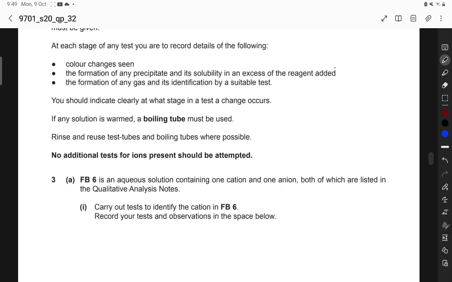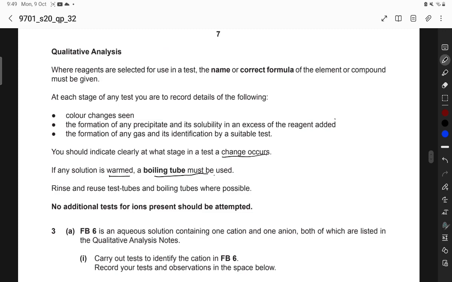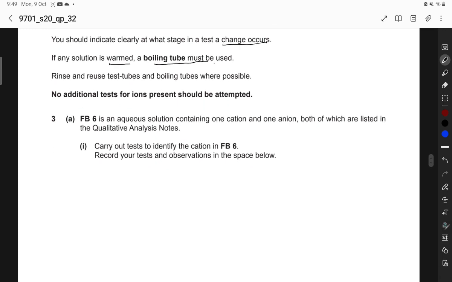You should indicate clearly at what stage in a test change occurs. If any solution is formed, a boiling tube must be used. Rinse and reuse test tubes and boiling tubes where possible. Please follow these instructions before doing this experiment.